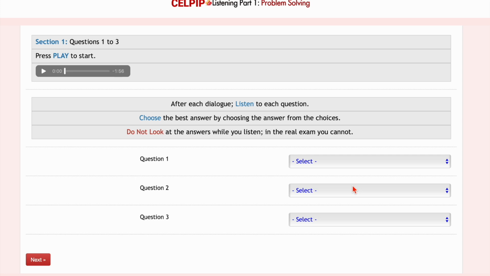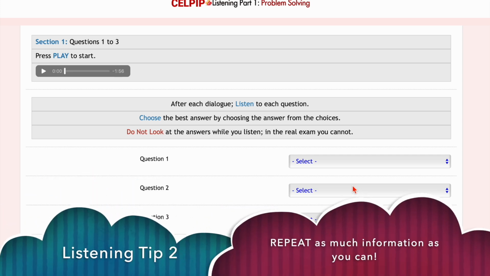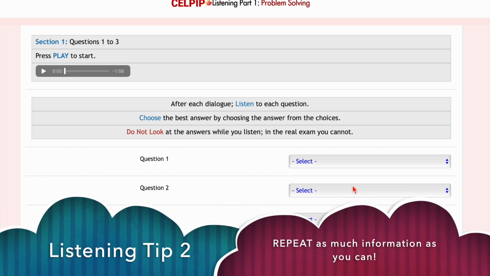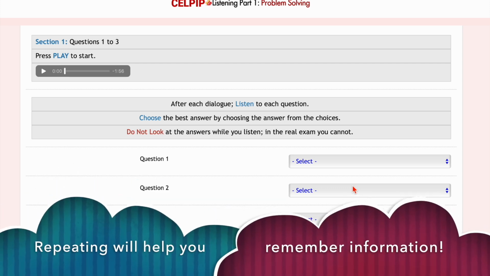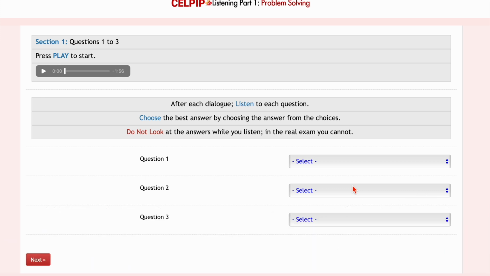Okay? Tip number two, let's listen and repeat as much information as you can. Repeat the information in your mind. This is important for lower levels as well, because lower levels, we have a problem sometimes with remembering the information. But if you repeat the information, it's easier for you to remember, okay?